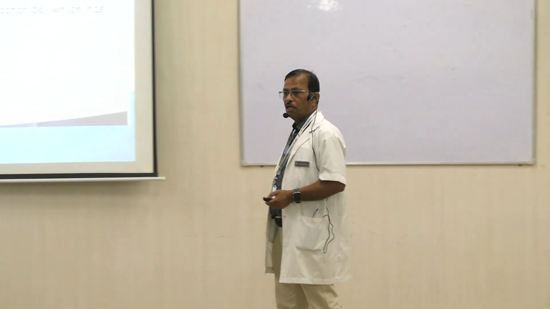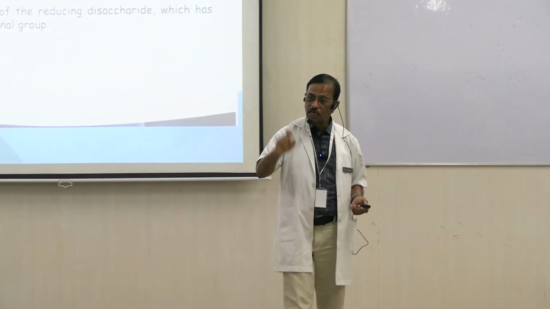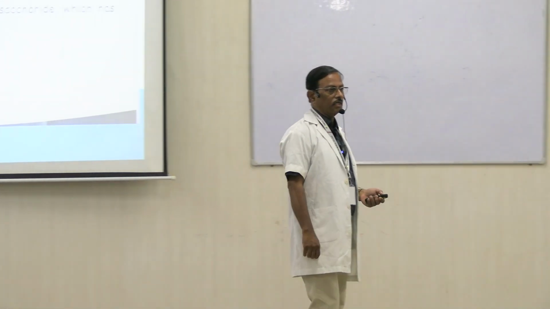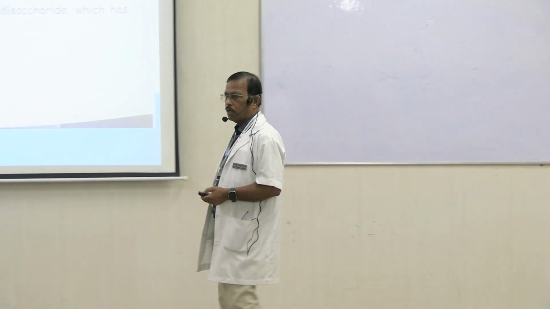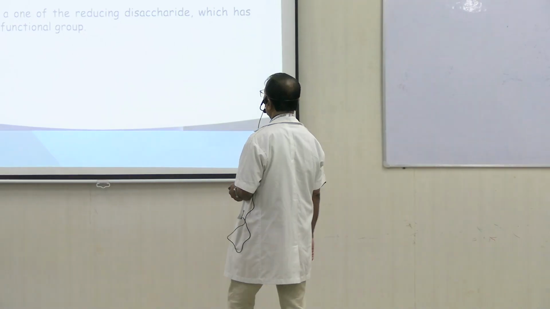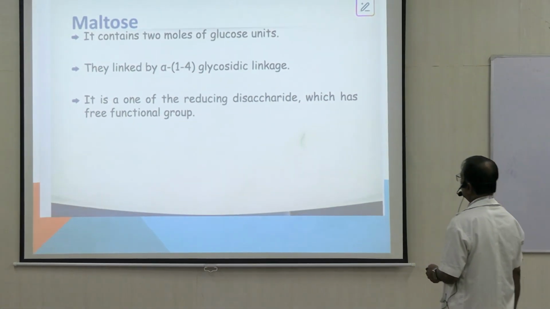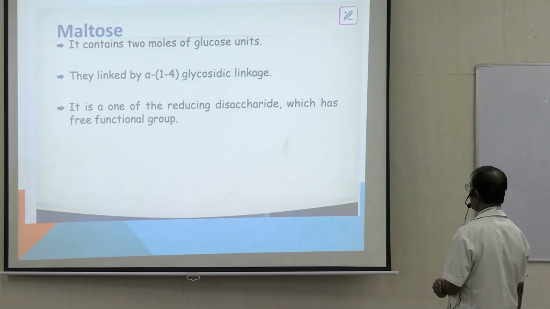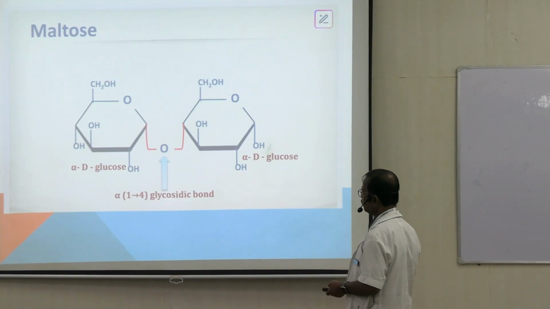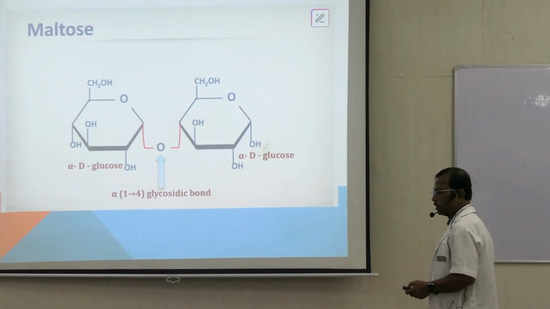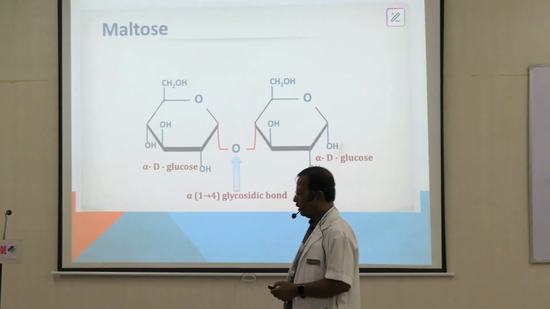It is reducing because in the second glucose molecule, the first carbon, which is an aldehyde group, is free to react with the cupric ion. So it is one of the reducing disaccharides which has a free functional group. This is the structure. Refer to the structure for your understanding; you may not write it in the examination.